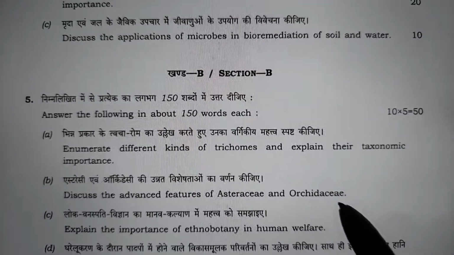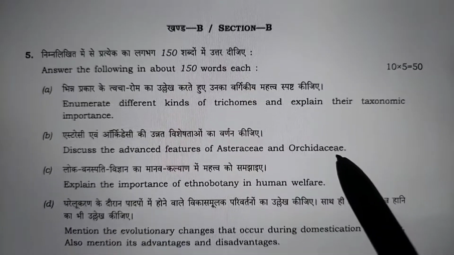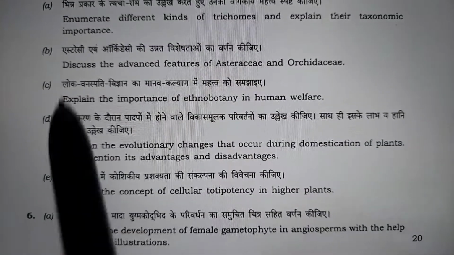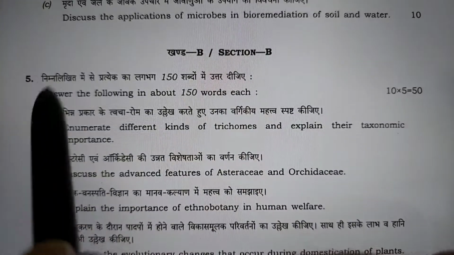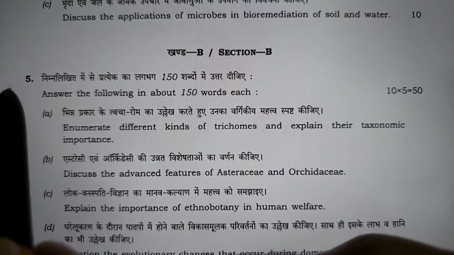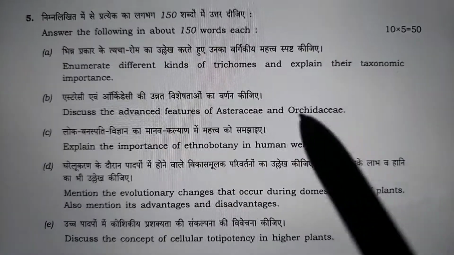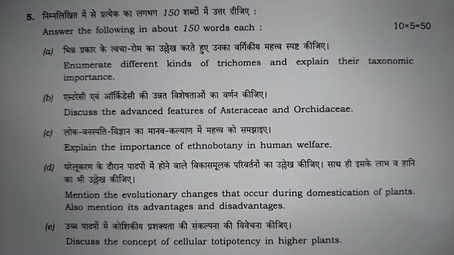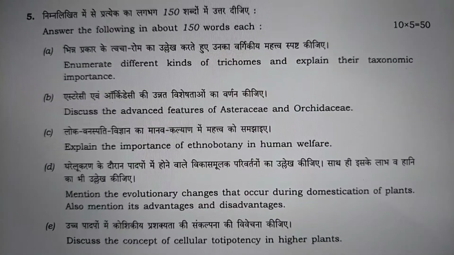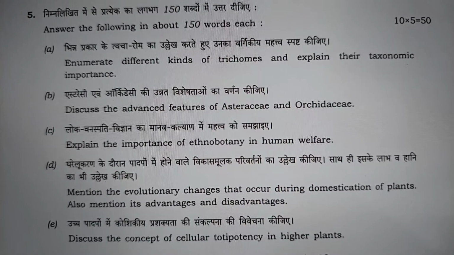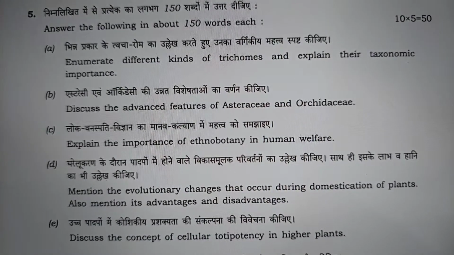Section A is done. Section B is also 5 questions. Now question number 5 is having 5 options, and the first one is enumerate different kind of trichomes and explain their taxonomic importance, 10 marks. Option B is discuss the advanced features of Asteraceae and Orchidaceae.